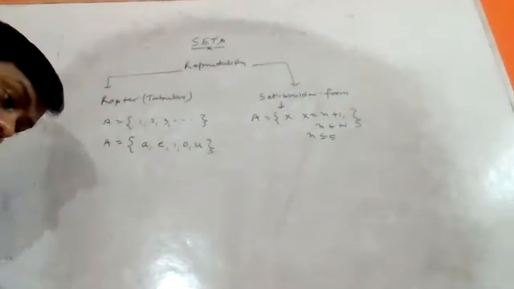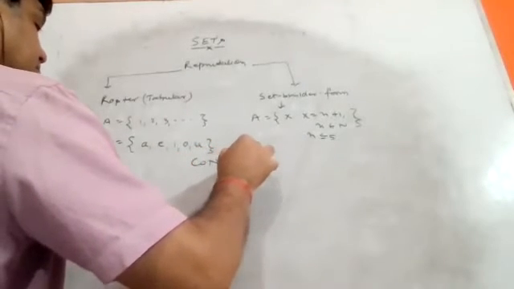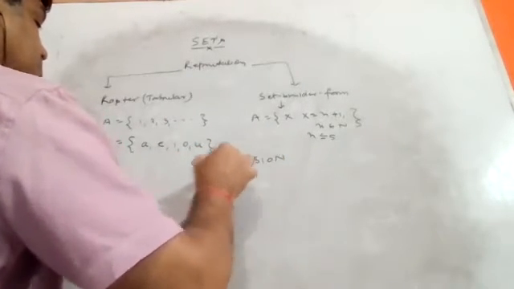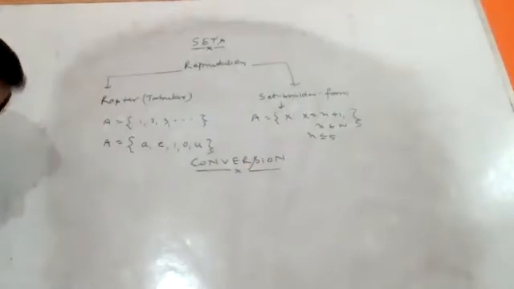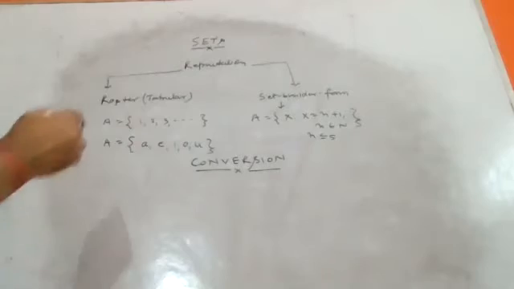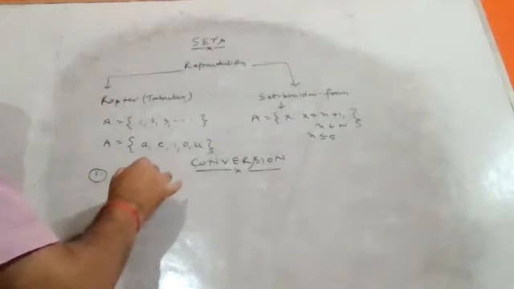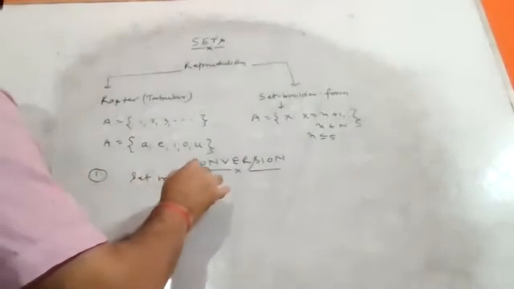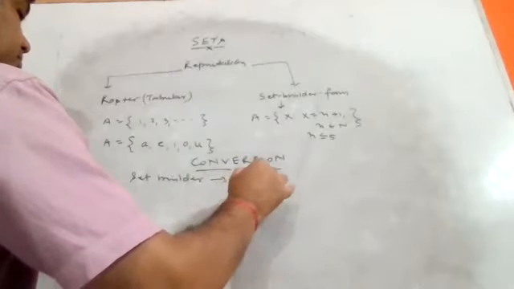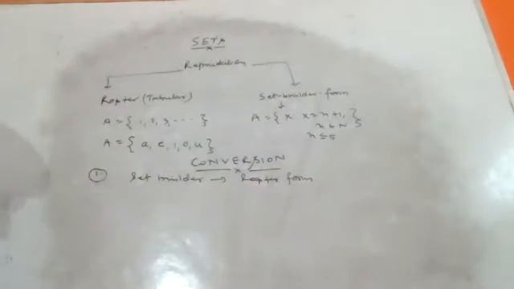Yes, this is how we represent the roster form and set builder form. And the next topic is how to convert. Our heading is conversion. So from a revision point of view, you can understand it easily. Conversion means roster into set builder form, or set builder form into roster form. First, we are going to convert set builder form into roster form. That means set builder form is given, and now we are going to change it into roster form.